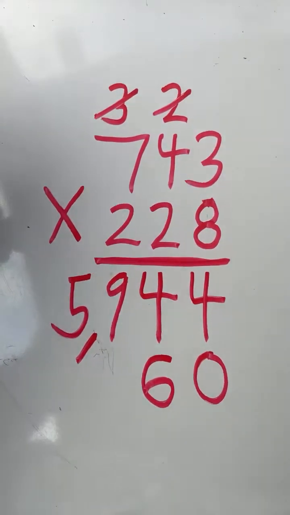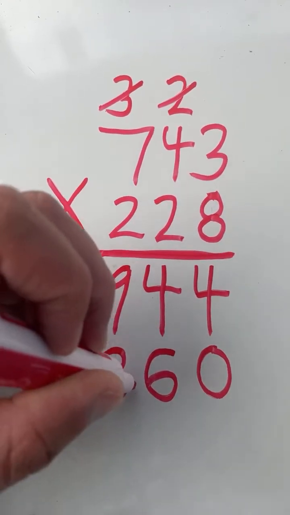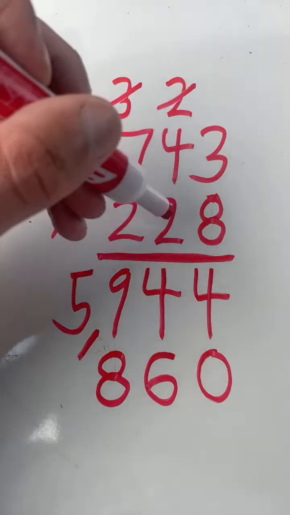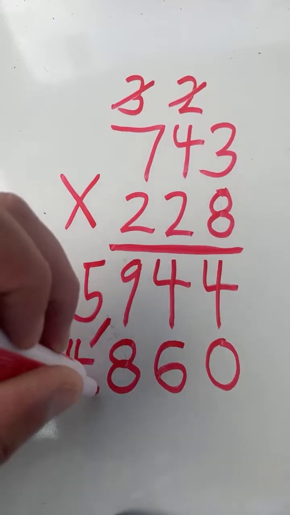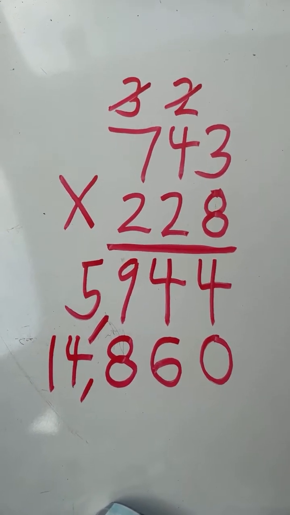Next, we multiply 4 times 2. 4 times 2 equals 8. Again, no regrouping needed. All right, last, we're going to multiply 7 times 2. 7 times 2 equals 14. So one more round of multiplication now.